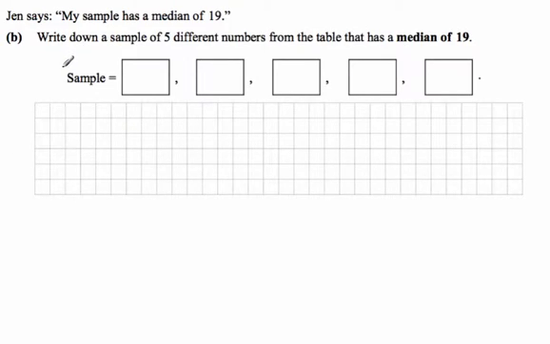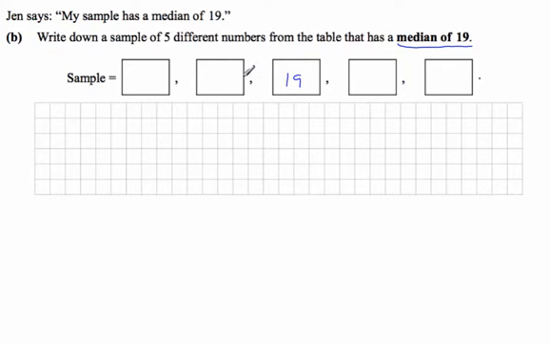Part B. Jen says, "My sample has a median of 19. Write down a sample of 5 different numbers from the table that has a median of 19." Okay, well, the median is the middle number in a group of numbers when the numbers are in order from smallest to biggest. So if her median is 19, the middle number, which would be this box, must be 19.